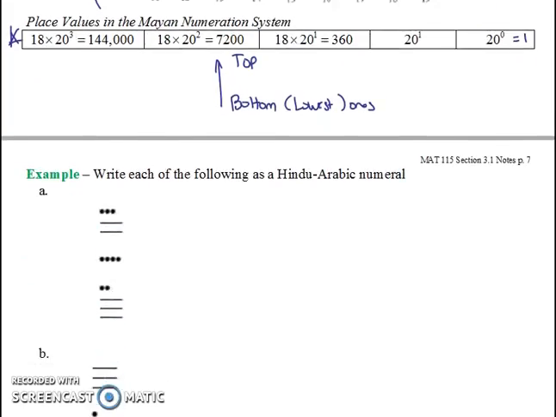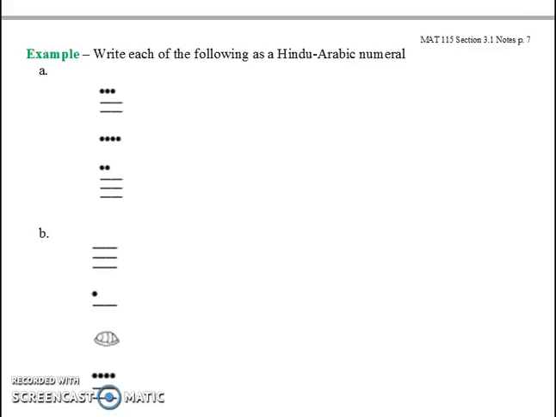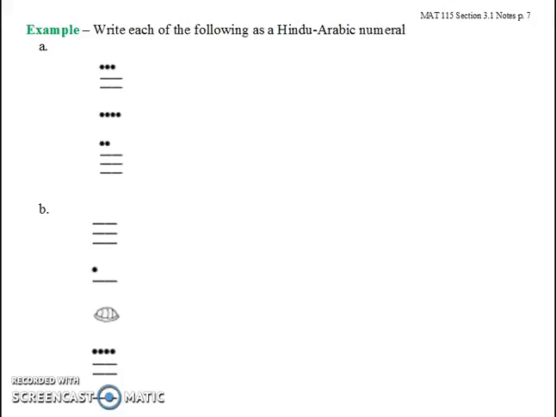So let's look at some examples. We're going to write each of these as a Hindu-Arabic numeral. So I'm going to start with the bottom because that's my 1s place. So I have 1, 2, 3 lines, and then I have 2 dots. That is the number 5, 10, 15, 16, 17. And that is in the 1s place, the 20 to the 0 power. So that's 17 times 1, so that is the number 17.